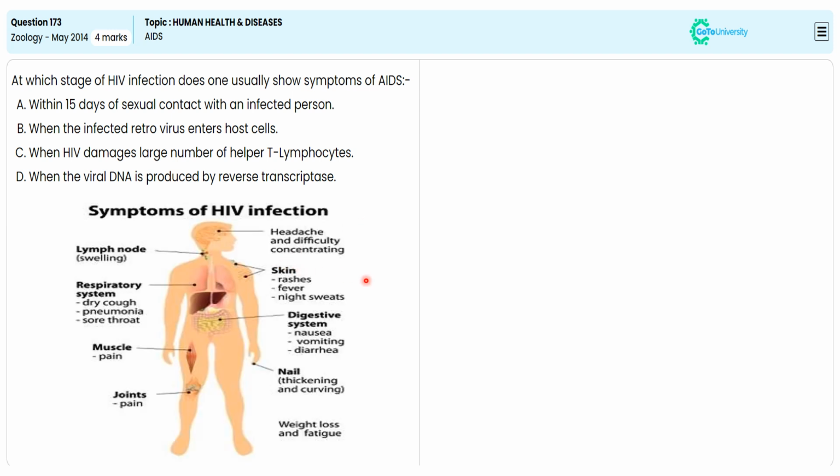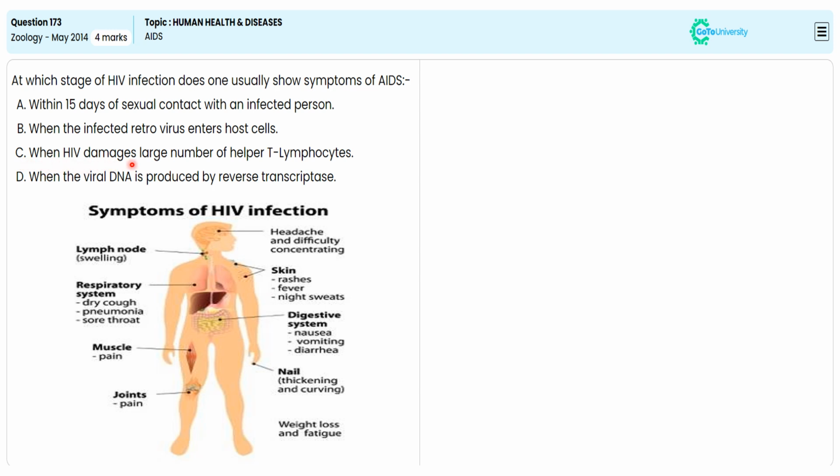In human beings, headache, skin rashes, defective digestion resulting in vomiting and diarrhea, nail thickening, muscle pain, joint pain, all these are the symptoms of the HIV infected patient. So, with this specification, we are choosing option C as the correct answer.